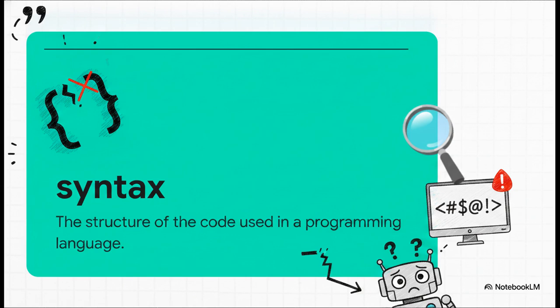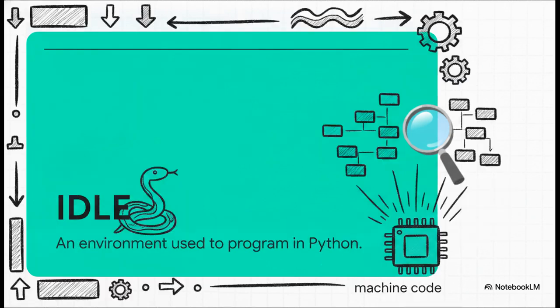Basically, if you don't use the correct structure, like say you forget a single quotation mark or slightly misspell a command, the machine simply won't understand you. Your program will flat out fail. Because of this, you really need a specialized tool to write and test this syntax.